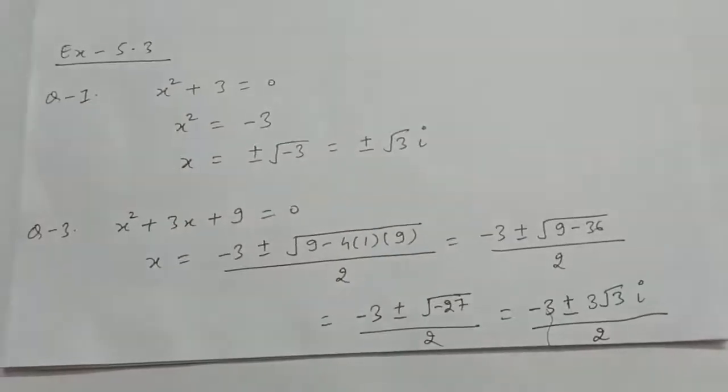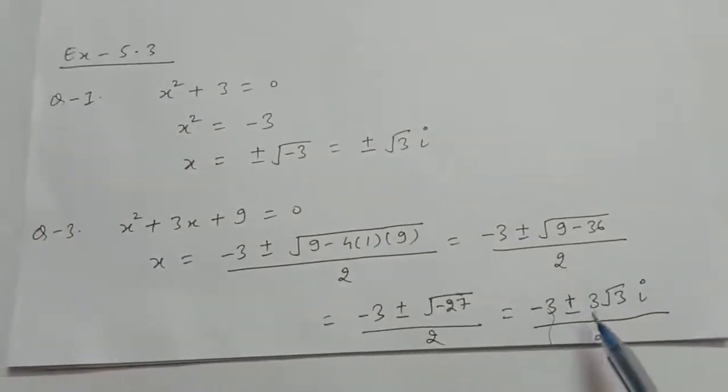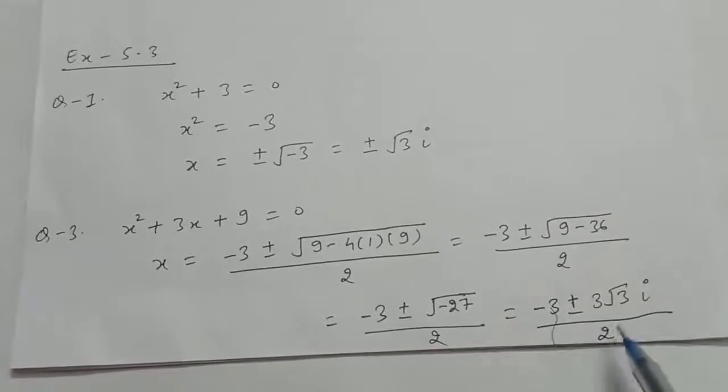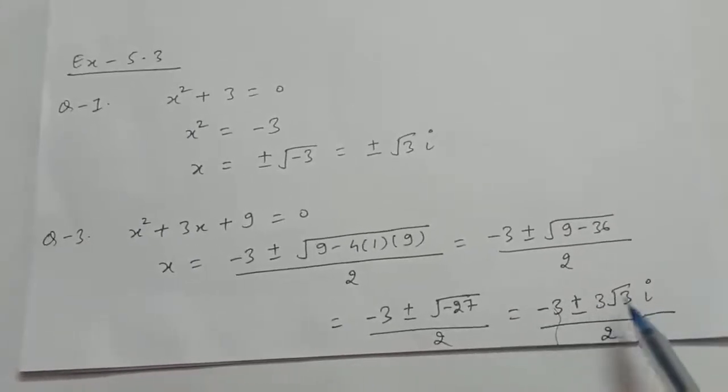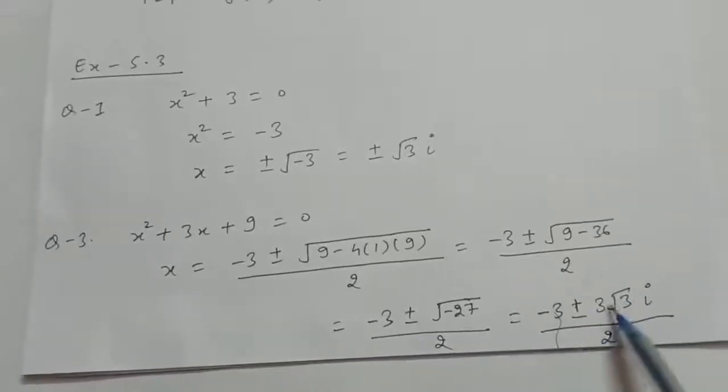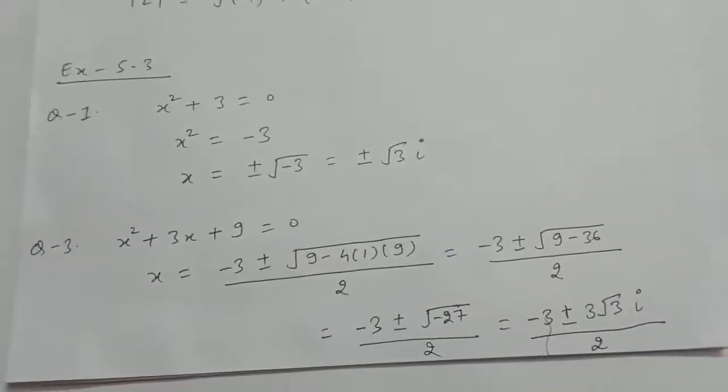So this will be equal to minus 3 plus minus 3 root 3 iota upon 2, because this is root 27 and root 27 can be written as 3 root 3. So this is the solution of this quadratic equation, right?